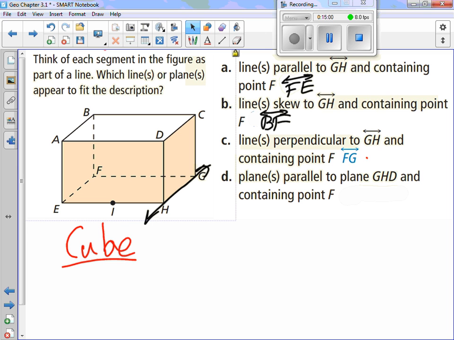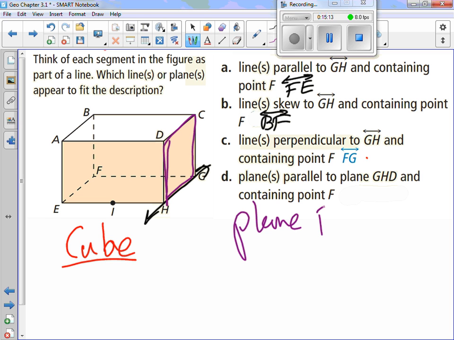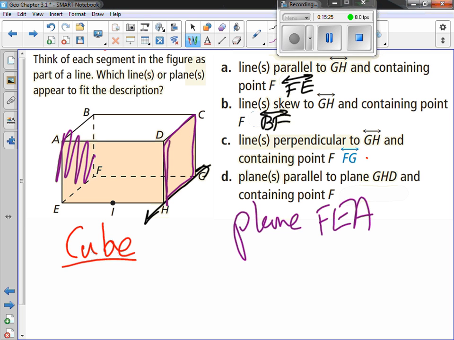Okay, let's look at the last one. Planes parallel to GHD and contain point F. So GHD and contain point F. Well, that would be what? Plane? Yep, it would be this plane over here, and any three of those four letters in any order would work. Because again, for two planes to be parallel, they do not intersect at any points. They do not cross.